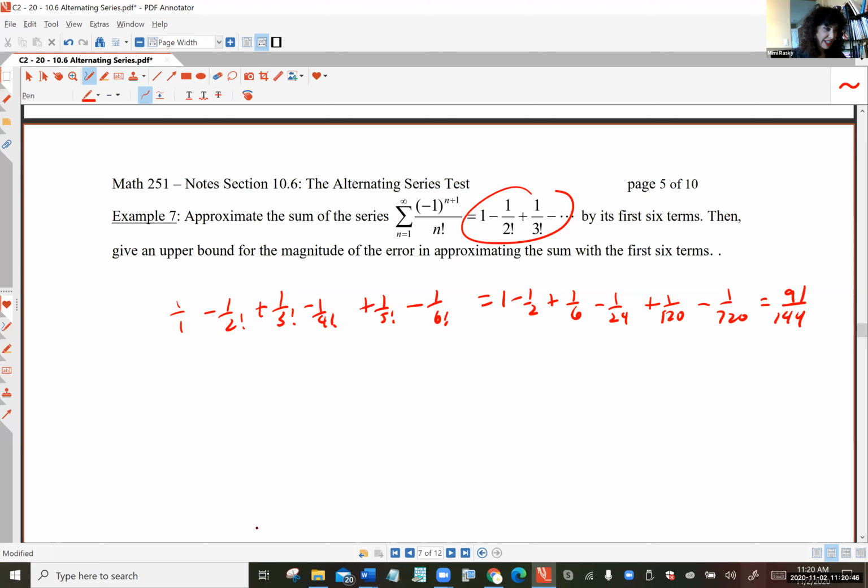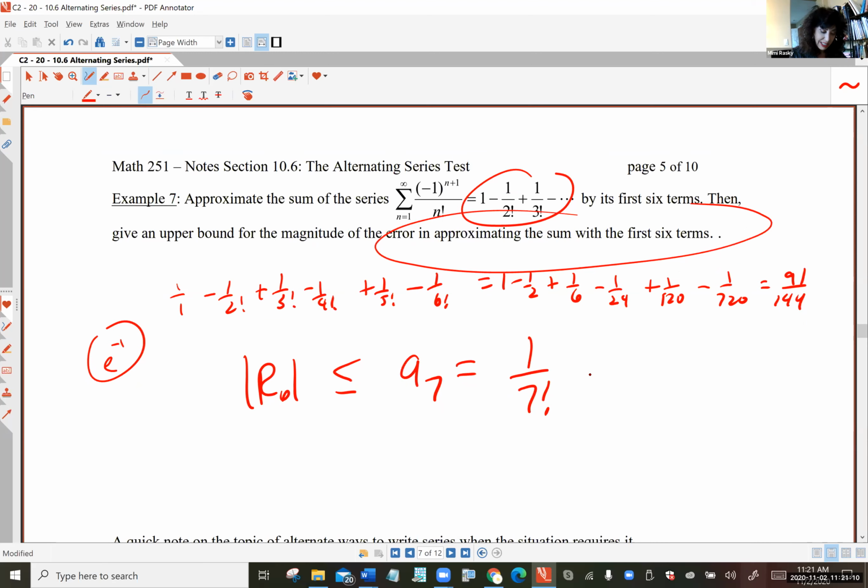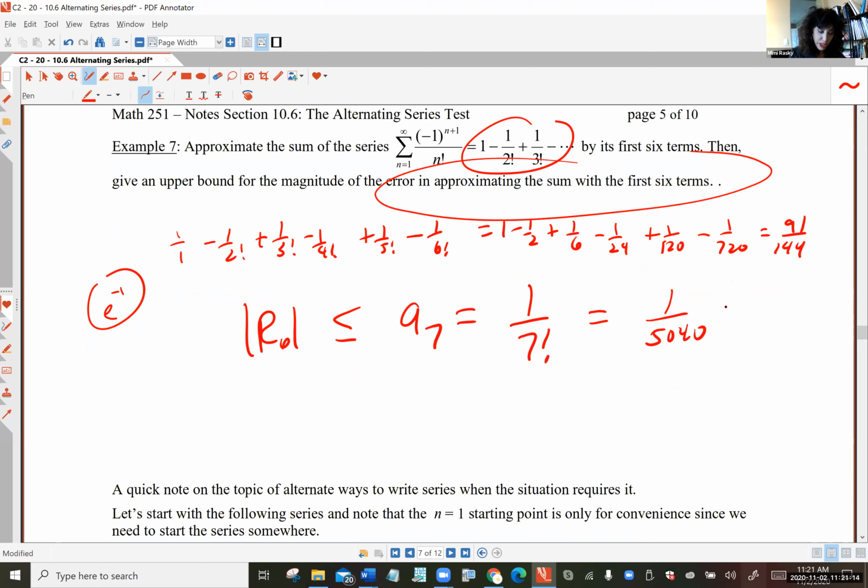I think it's e to the negative 1. So the actual sum for this is e to the negative 1 power. Is that right? Yeah. But I digress. So I want to know how far off I am. My remainder R6 is going to be less than or equal to the 7th term. But the 7th term is just 1 over 7 factorial. And 7 factorial is kind of a big number. It's 5,040, so that is approximately 0.0002.